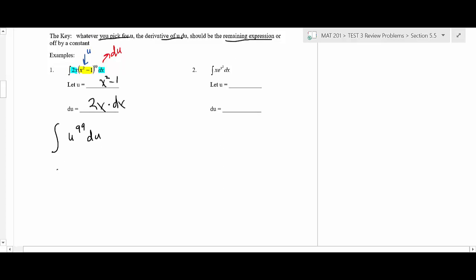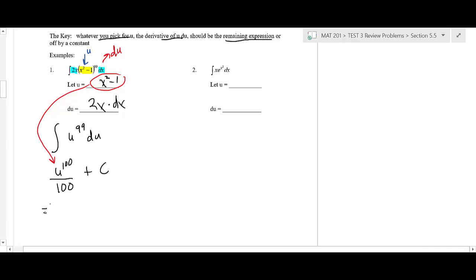Okay, so what's the integral of u to the 99th? U to the 100 over 100 plus c. It's an indefinite integral, so you have to have that. Now, that's not the answer to the problem. What you also have to do is plug back in u, so that thing has to go back in, and then that gives the final answer to the problem.